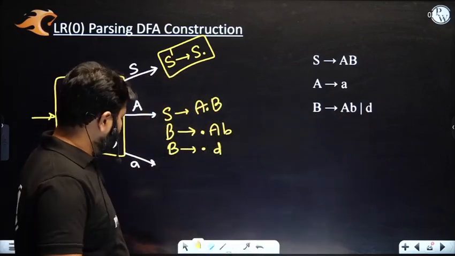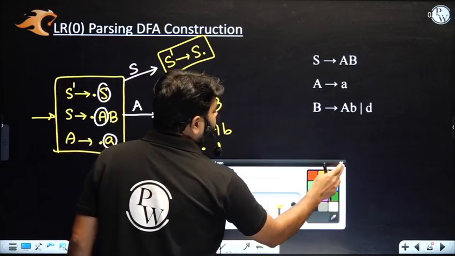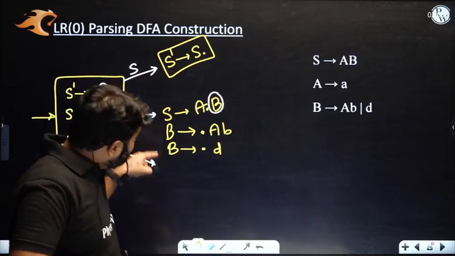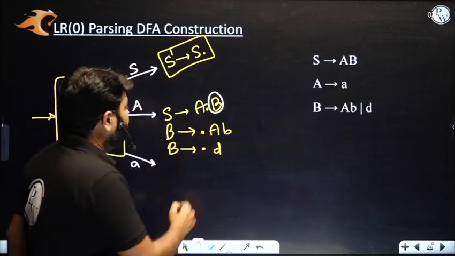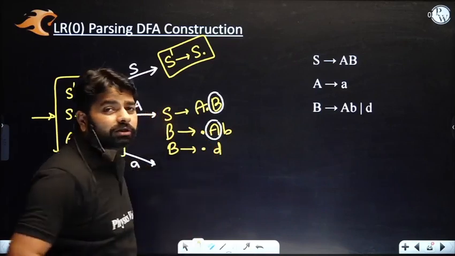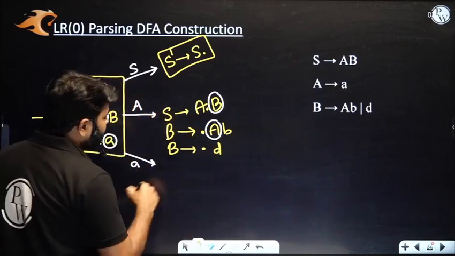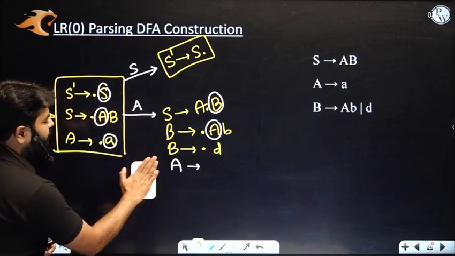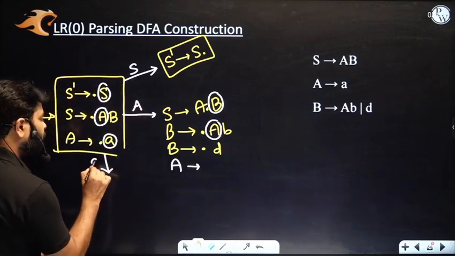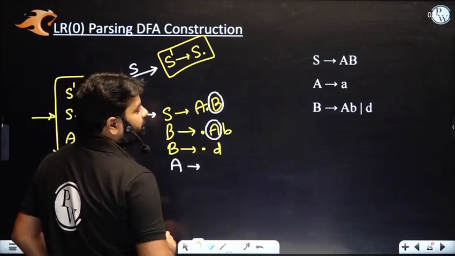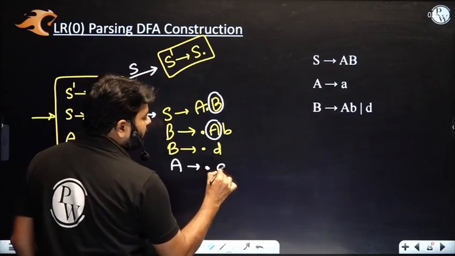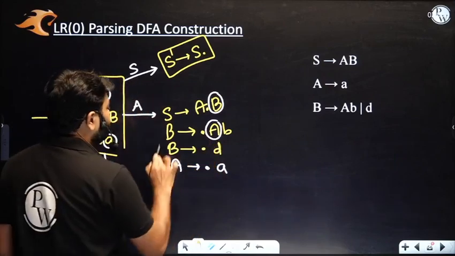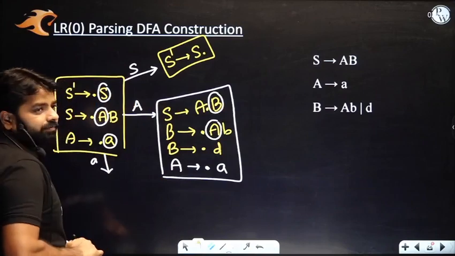It is not over yet. Why? Because of this B, you added 2 productions, and in these 2 productions also you need to apply the closure again. Here A is there, so A productions should be there. Okay. So, I am just writing here A productions because of this A. How many are there? Only 1. And anyhow this is a terminal, this is a terminal, so no need to expand further. So, this is going to be the next state.